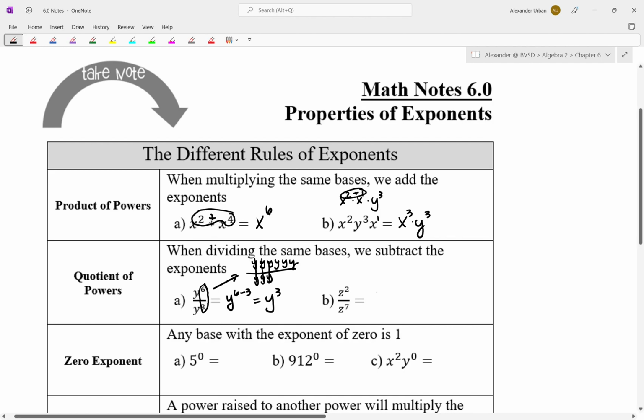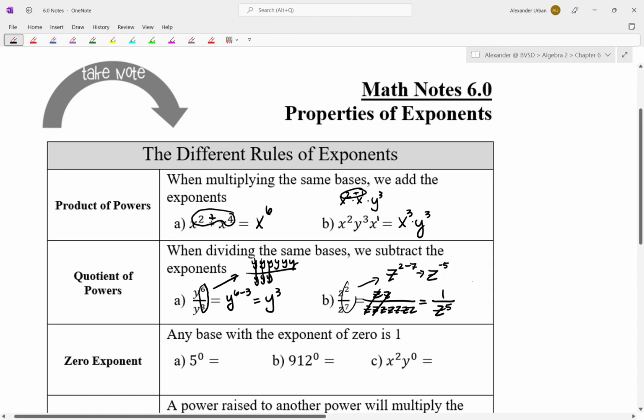Same principle here. We can talk about that with z's. We have 2 z's on top, and we have 1, 2, 3, 4, 5, 6, 7. We can get rid of 2 on top and on bottom, and we'll be left with 1 over z to the fifth. Now, again, I'm going to look at this differently, and I'm going to say this is really z to the second minus 7, which is going to get you z to the negative fifth.